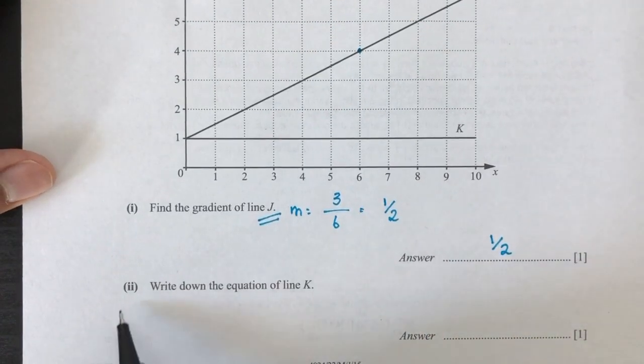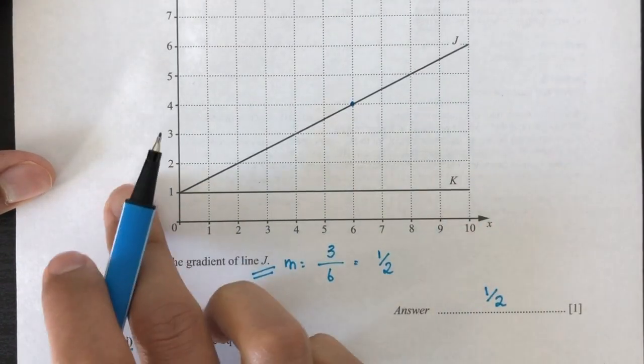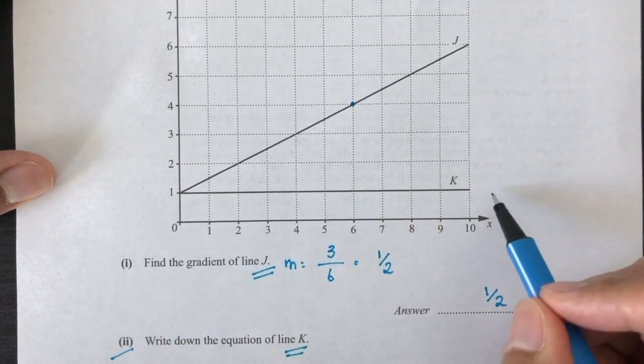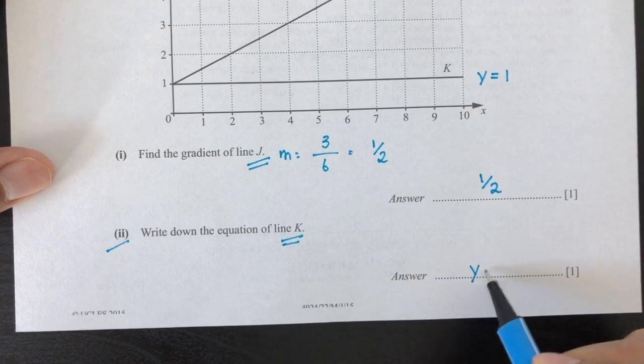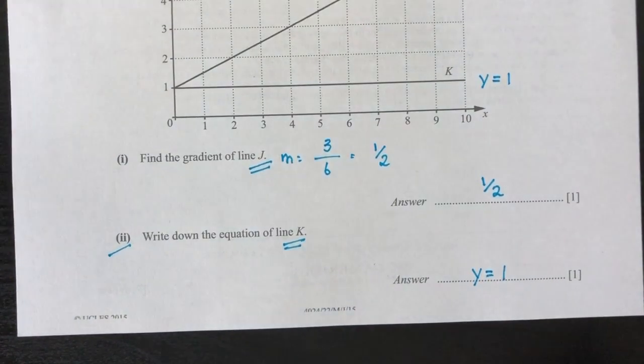Now part 2, write down the equation of the line K. K is a horizontal line at this point, so it will be y equal to 1. y equal to 1 will be the equation of that line.